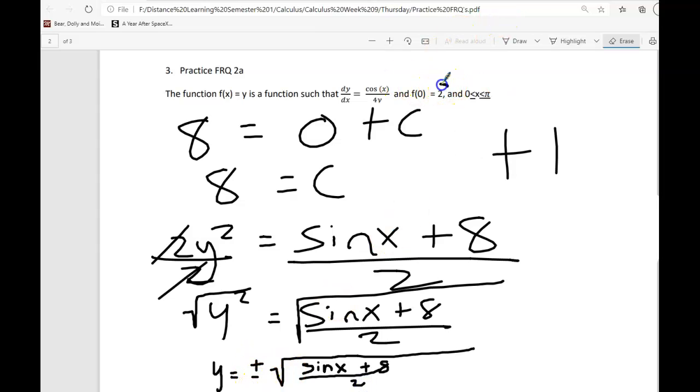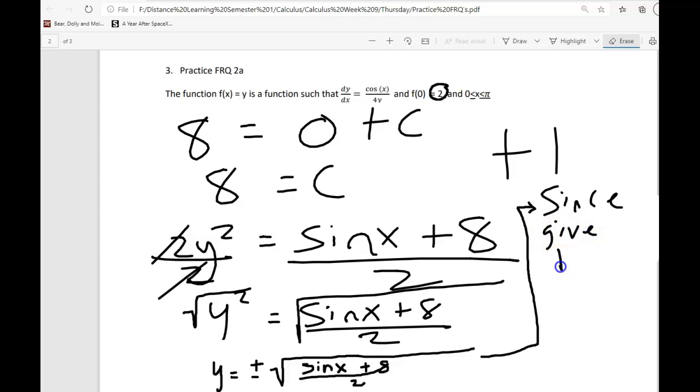Now look up here. As you guys can see, that's a positive y value, right? And so I'm going to make a little note here. You don't have to write this when you're doing an FRQ, but I'm going to just do it for your notes, okay? Since given f of 0 equals 2, that means y is positive, right? Because it's 2.